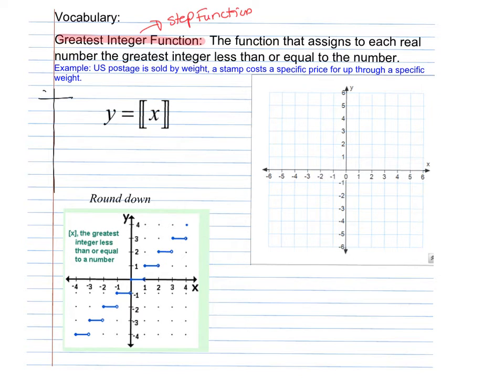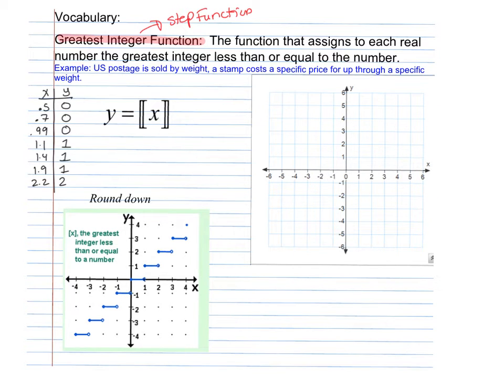And basically what it's saying is if you have 0.5, you will have to round down, so it would be 0. If you have 0.7, you have to round down, and it would be 0. And 0.99, you have to round down, and it would still be 0. Once you get to like 1.1, then if you round down, it would be 1. 1.4 rounds down to 1. 1.9 rounds down to 1. 2.2 rounds down to 2, and so forth.